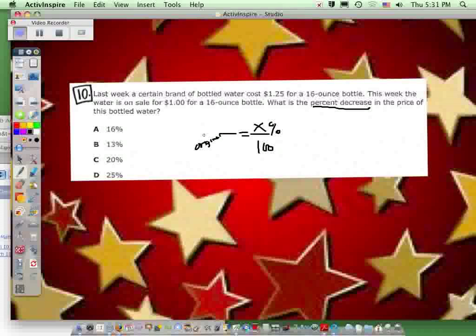All right, so it says last week a certain brand of bottled water was $1.25. So original price is $1.25. This week it's on sale for $1 for a 16-ounce bottle. What's the percent decrease? All right, so we got our original price. Now we need the decrease. How much did it decrease by? Y'all know how to subtract? Put it in there. Cross multiply and divide. You shall get your answer.